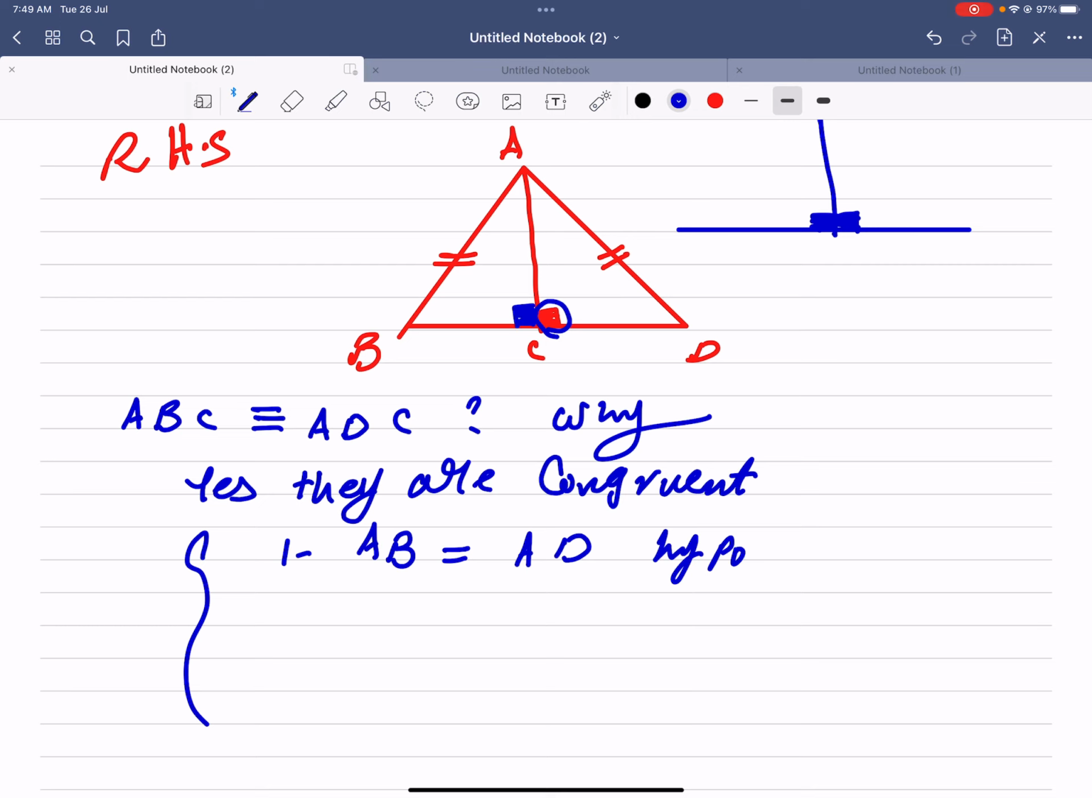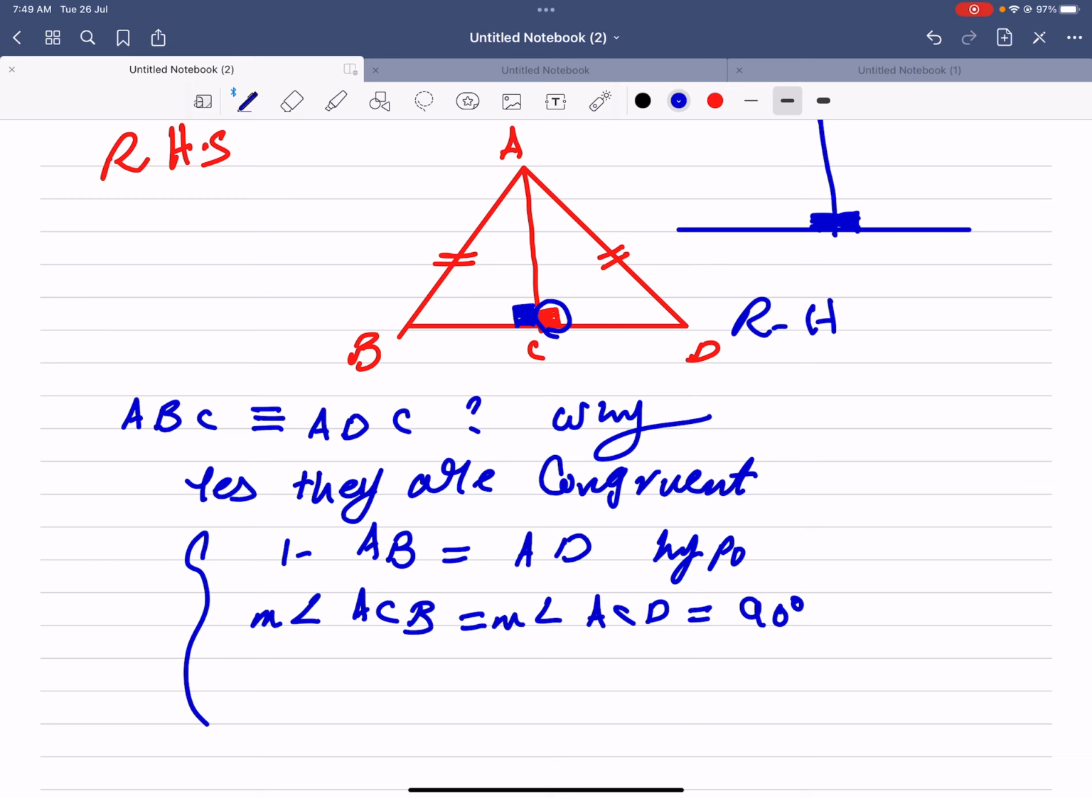Okay, number two. We have here the measure of angle ACB equal to the measure of angle ACD. Both of them are right, ACD equals 90 degrees. I mean both of them are right. And you will say: okay, this is the hypotenuse and this is the right angle, so where is the other side that you mentioned? You said it must be right, hypotenuse, side.